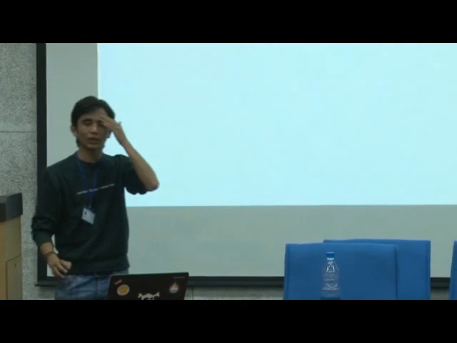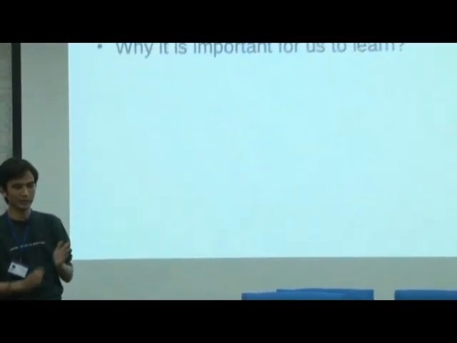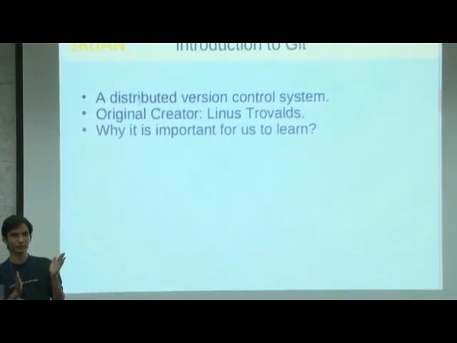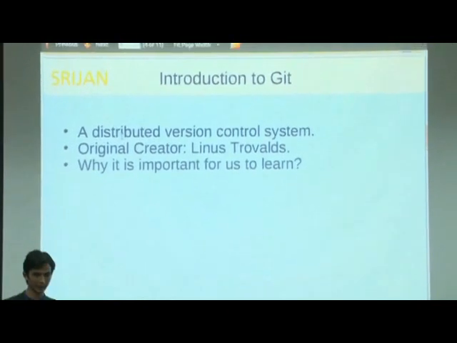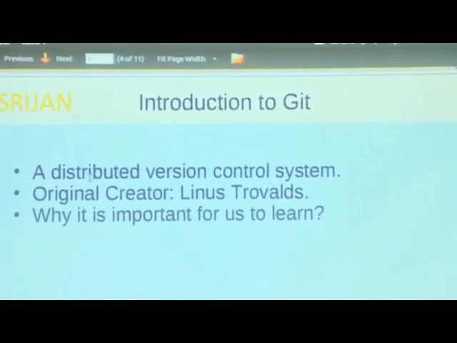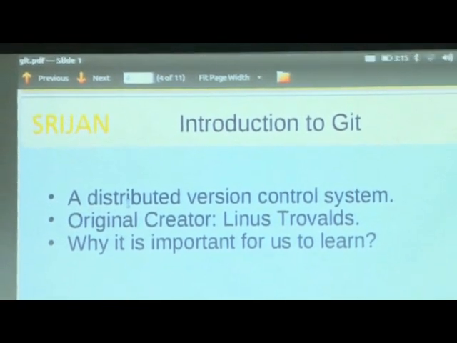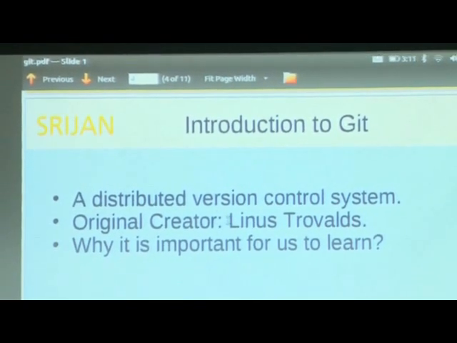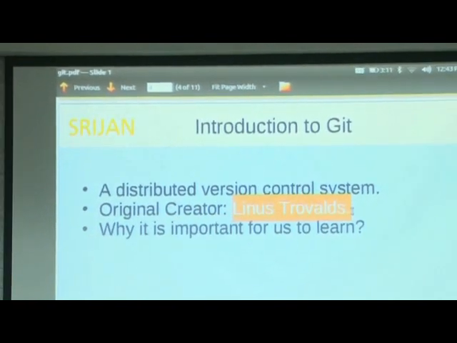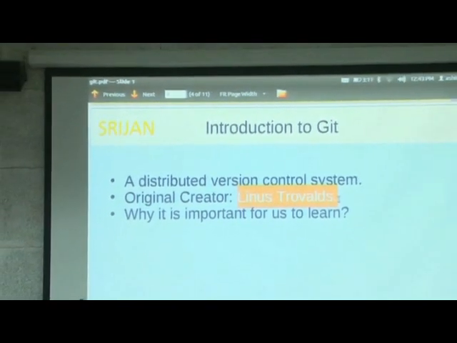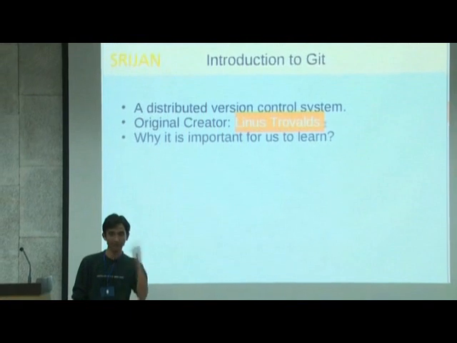So let's talk about the introduction to Git. Git is a distributed version control system, and it was created by Linus Torvalds. Since we are working on an open source content management system, we should be aware of Linus Torvalds. He's the guy who built Linux, he's its current maintainer, and he's also the one who built Git.